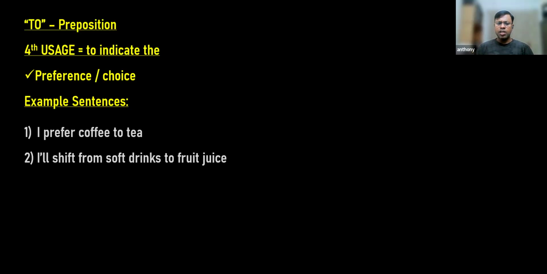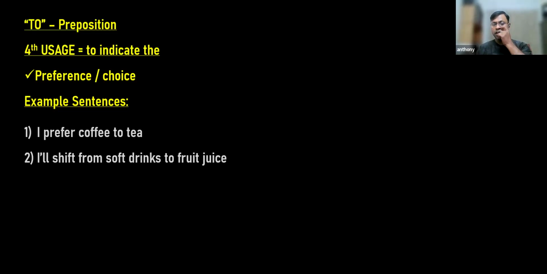So, I'll shift from soft drinks to fruit juice. Simple. You're drinking soft drinks now, Thumbs Up and all, and now you want to stop and go to fruit juice. See, the meaning is completely changed here. Second item, no? The shift from soft drinks to fruit juice. From means soft drinks you're already having, Thumbs Up and Mars and all those things. So you want to shift from there to fruit juice.